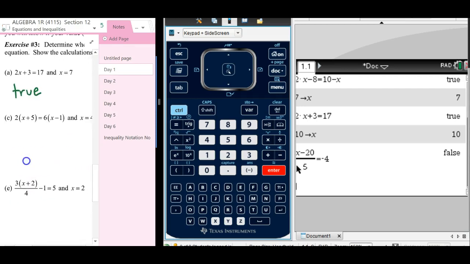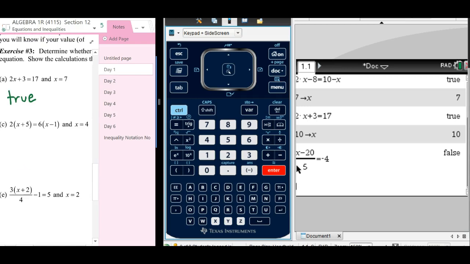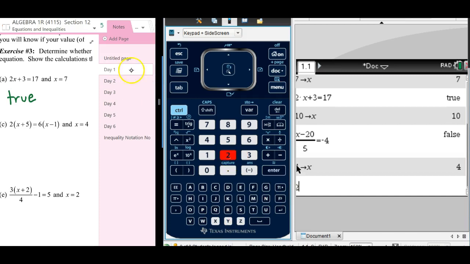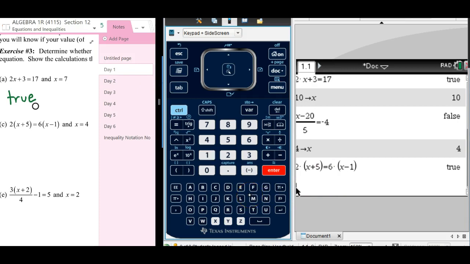If I go to letter C, it's asking me to figure out if 2 parentheses x plus 5 is equal to 6 parentheses x minus 1 when x equals 4. So again, store 4 for x and do 2 parentheses x plus 5 equal to 6 parentheses x minus 1. I checked to make sure that I typed in everything correctly because we're relying on the technology. I hit enter and it tells me true. And what that tells me is if I plugged in a 4 for x, this would be true.